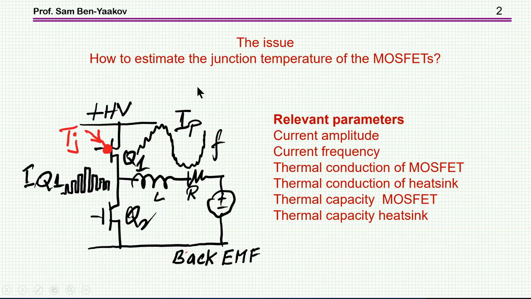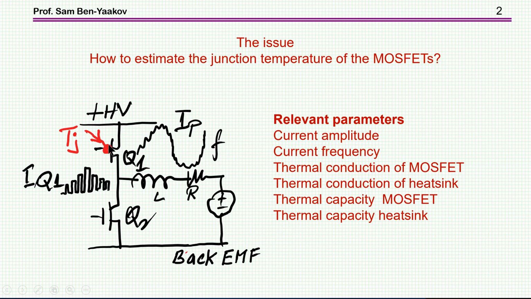So what's the issue that we are going to discuss here? The question is how to estimate the junction temperature of MOSFETs in a power inverter. I'm showing here a half bridge, could be part of a three-phase inverter. This is like a permanent magnet motor, for example. It's the back EMF. This is the phase impedance, inductance, and resistance.